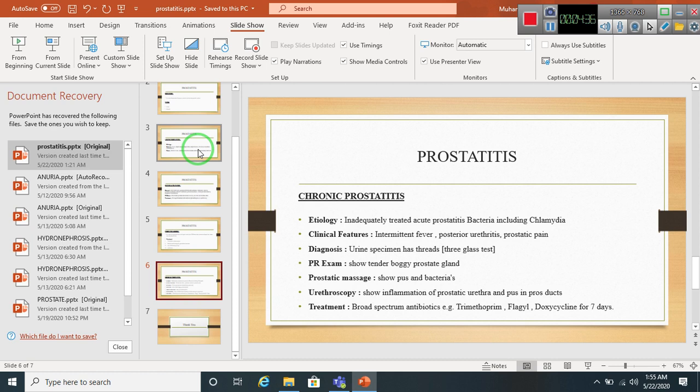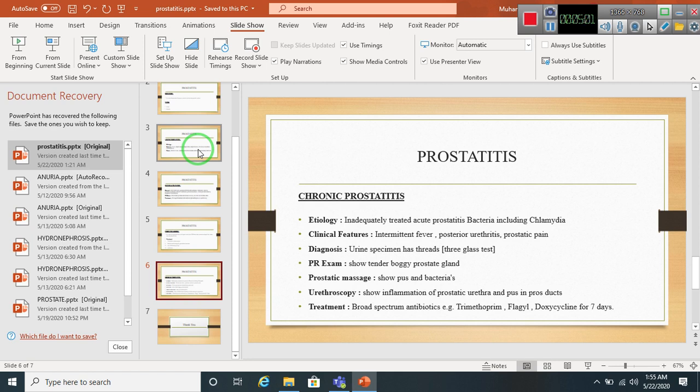On per-rectal examination, we find that the prostate gland is boggy, tender, and the upper end of the prostate gland is not reached. It is inflamed, tender. Prostatic massage shows there is pus and bacteria on the palpating finger.